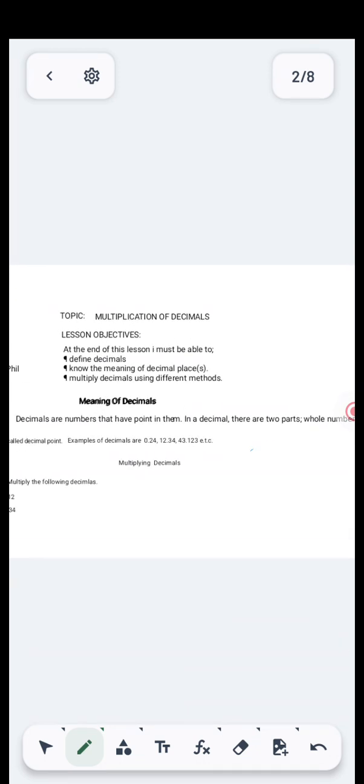Yeah, you have here the meaning of decimals. So this is multiplication of decimals precisely. We did the meaning of what decimals are. We also did addition of decimals, if I could recall. I think we did subtraction as well. Okay, so today we'll be doing multiplication of decimals.